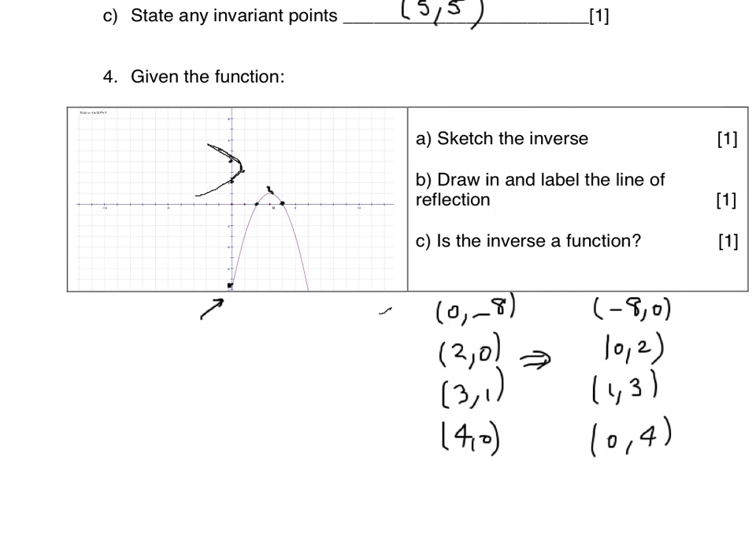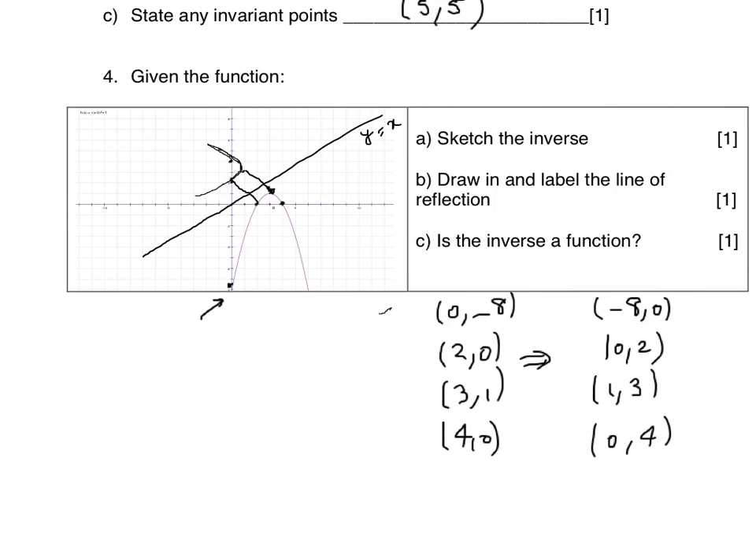Now the second part of the question says draw in and label the line of reflection. The line of reflection is y equal x, which is going to be a line like this one. So this is y equal x. Theoretically, we could also find the inverse using the line of reflection: every point here, you would just find the reflection of this point under the line y equal x, and get the corresponding points. But finding the points seems to be much easier.